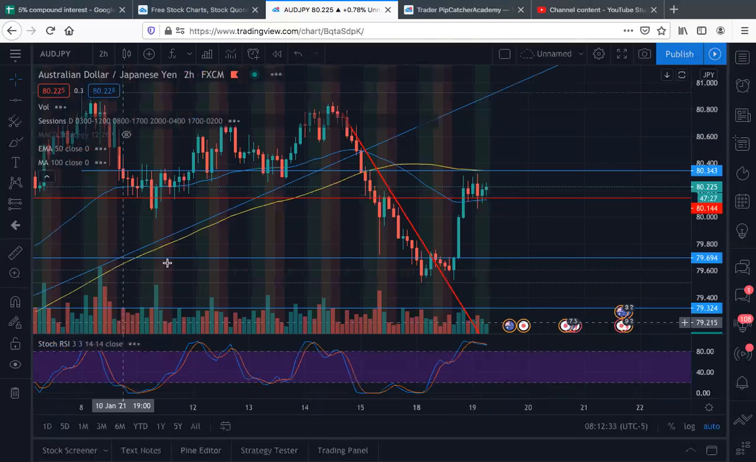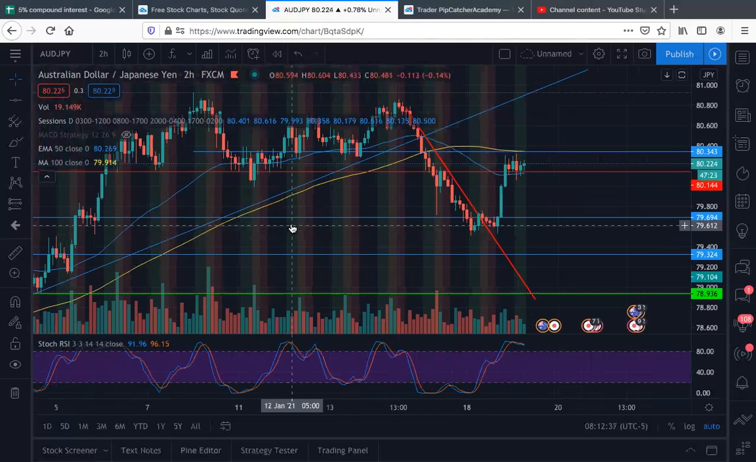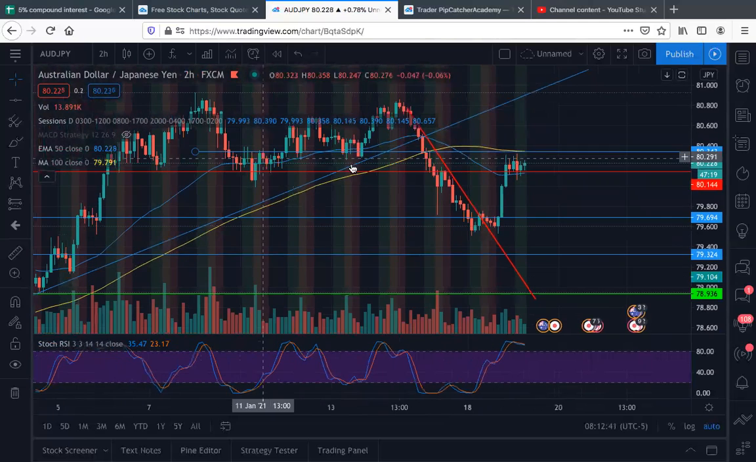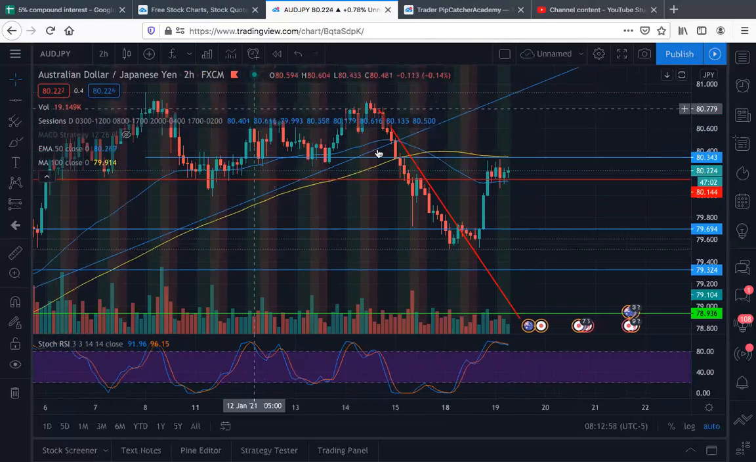Okay. Remember, these pairs, they tend to move together, especially these two pairs. So, again, the same level that we marked off. Now we're looking at the intraday 2 hour chart. This 80.353 level. Then we also have the 2 hour 100 moving average right at that level. So that's definitely a key level here.